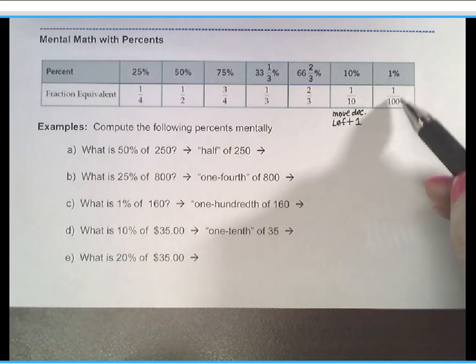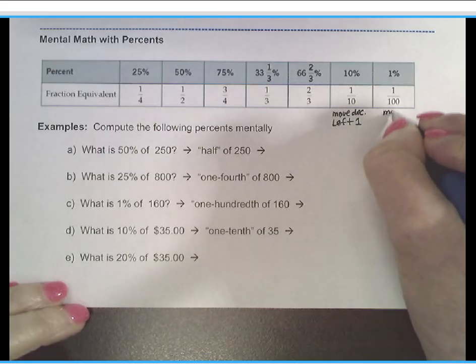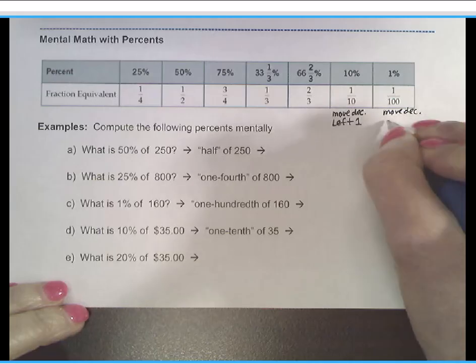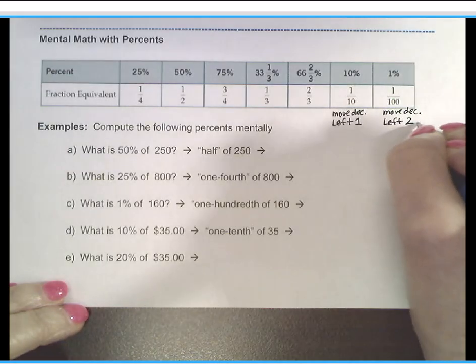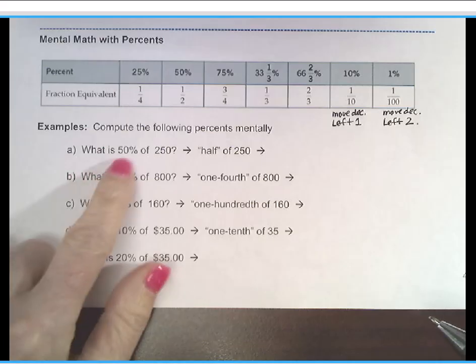If you want to find 1%, that's 1 over 100. When you divide by 100, that moves the decimal left 2 places. So 10% and 1% are very easy to do in your head because you just move a decimal. So let me show you some examples.